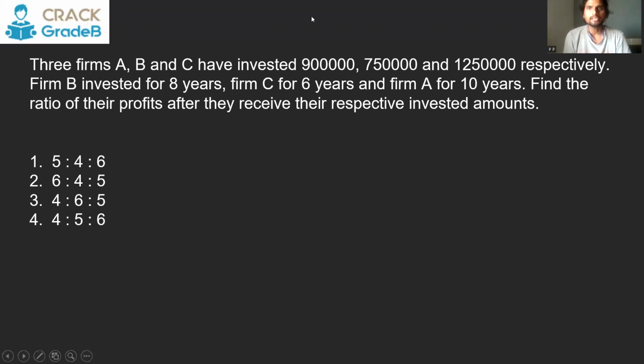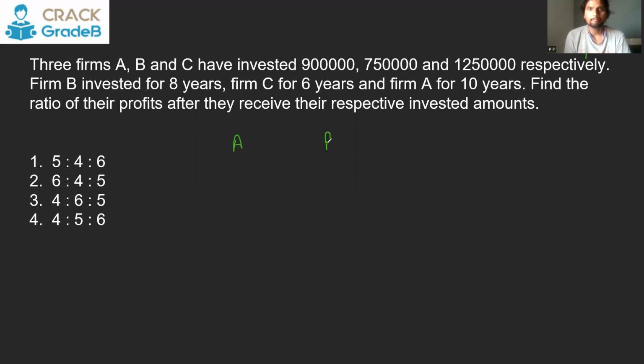Three firms, A, B, and C, invested 9 lakh, 7 lakh 50,000 and 12 lakh 50,000 respectively. Firm B invested for 8 years, firm C for 6 and A for 10 years. Find the ratio of the profits.